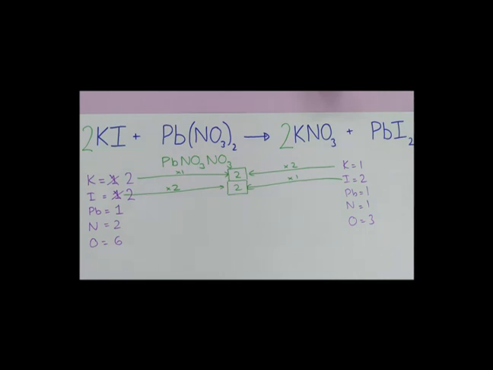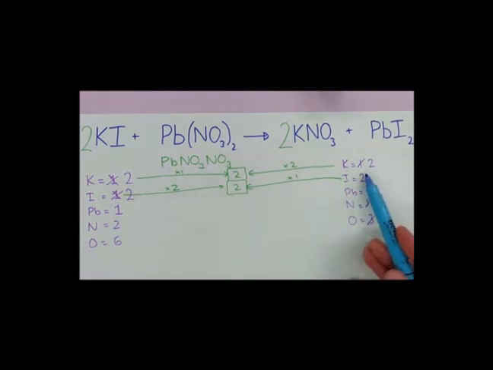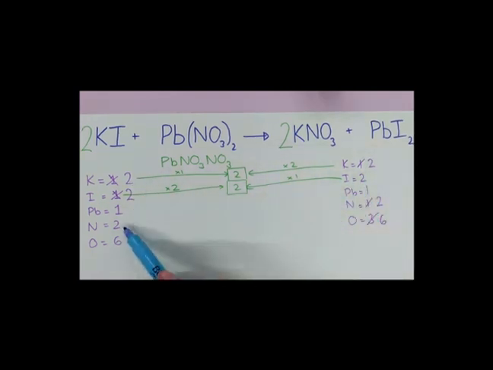So now I need to count again. So I've now got 2 potassium, 2 nitrogen, 6 oxygen. So I'm now 2 for 2, 2 for 2, 1 for 1, 2 for 2, 6 for 6. I'm balanced.